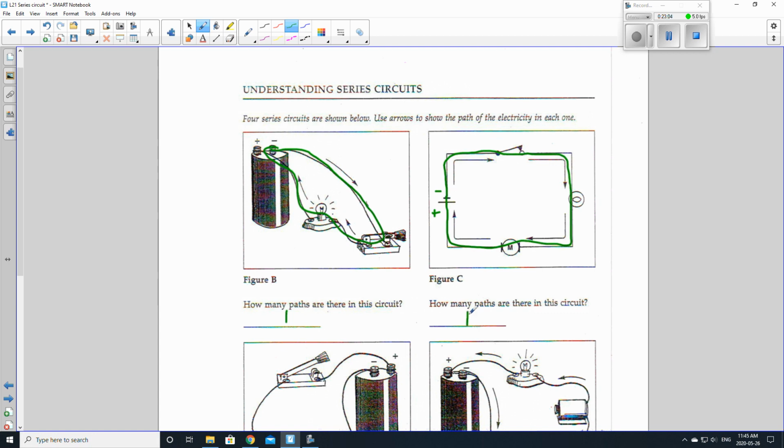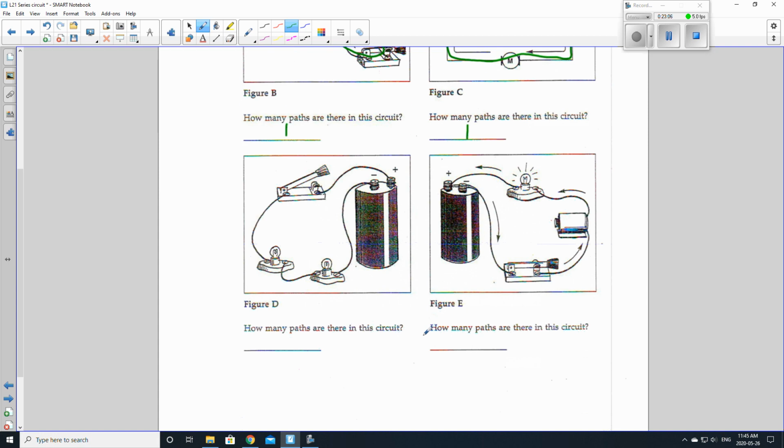There's one path. Okay, let's take a look here. It comes out of the negative. The electrons come out of the negative. It goes through the bulb, goes through here. Okay, so over here it's open, but really there's only one path. Okay, similarly over here, this is a motor. That's a real live motor, okay? Light bulb, okay? One path. So these are all examples of series circuits.